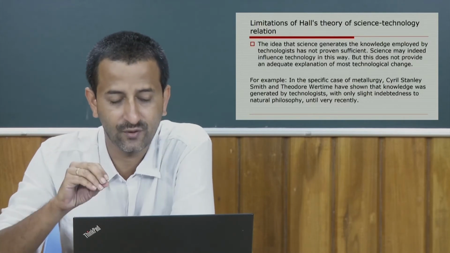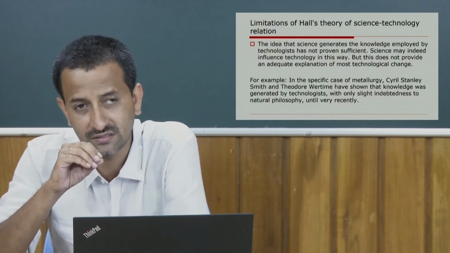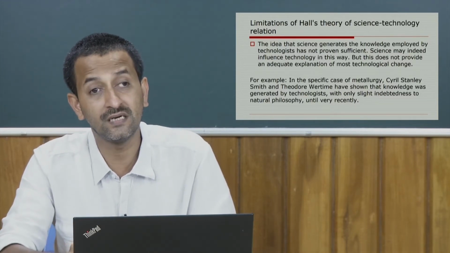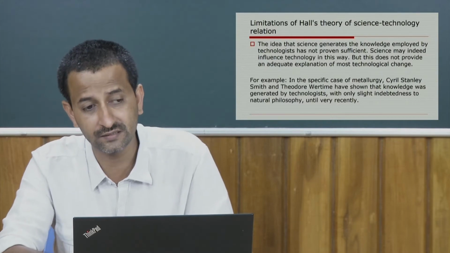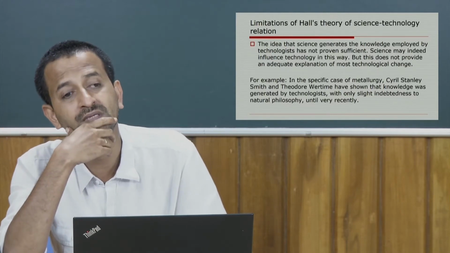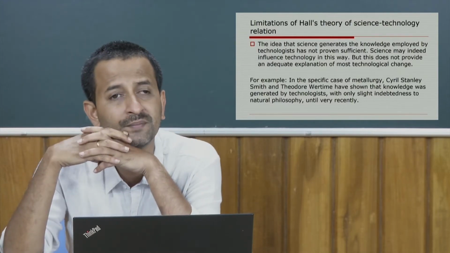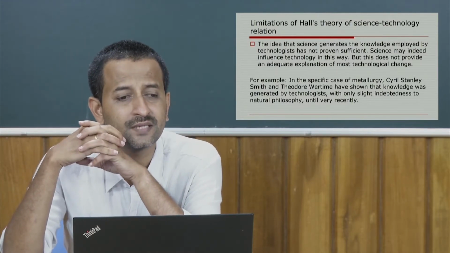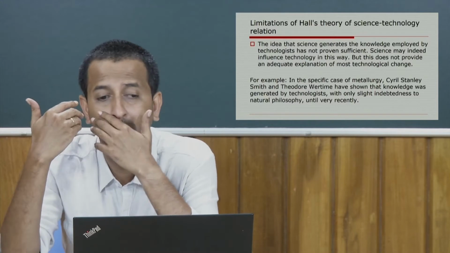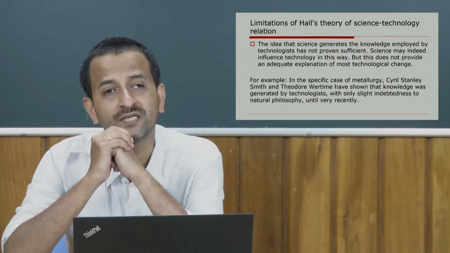Science may indeed influence technology in this way, but this does not provide an adequate explanation of most technological change. That is the limitation of Hall's theory of science-technology relation: the idea that science generates the knowledge employed by technologists has not proven sufficient. People may think this is necessary, but science may influence technology in this way or in some different way, but this does not provide an adequate explanation of most technological change.